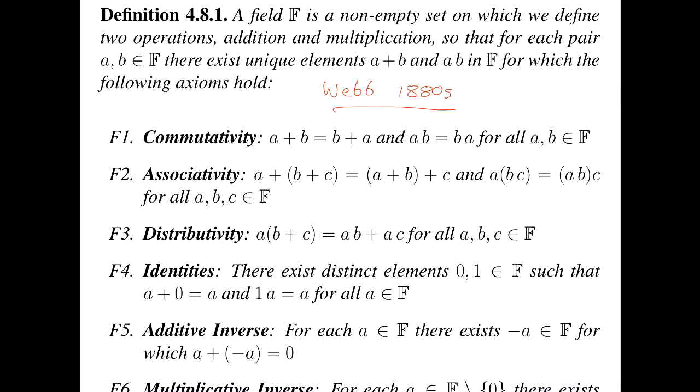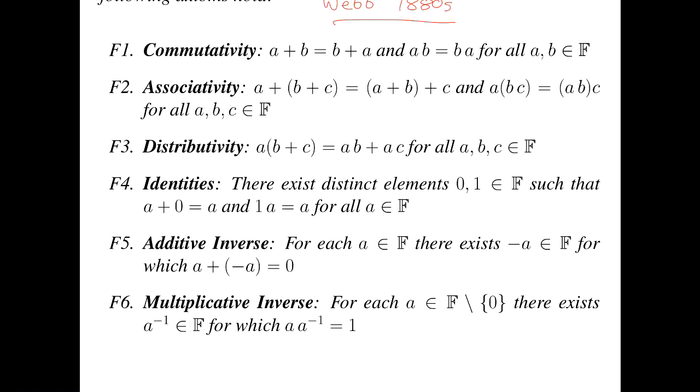We denote the addition of 2 things by A plus B, and the product of 2 things we just write AB. And they satisfy nice properties. Both operations are commutative.